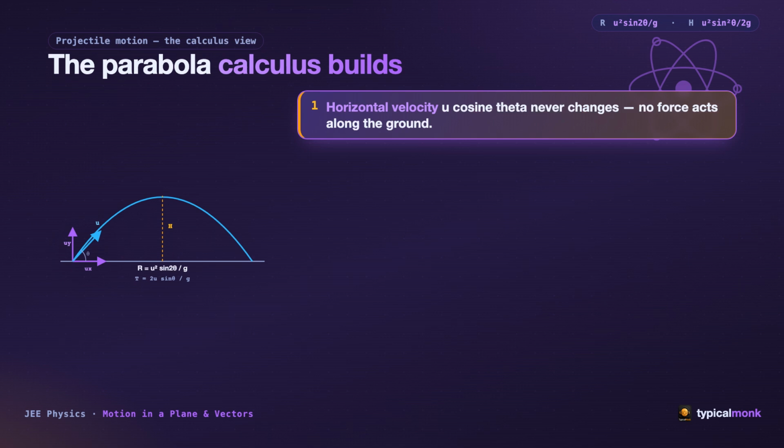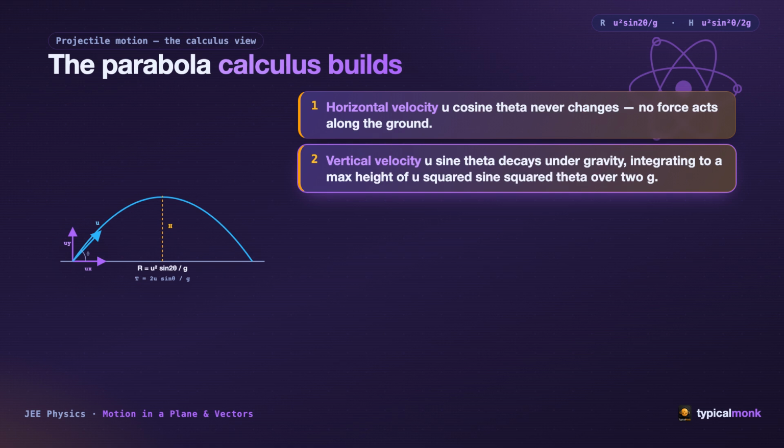The horizontal velocity, u cosine theta, never changes during the whole flight because no force acts along the ground. The vertical velocity, u sine theta, keeps shrinking under gravity, and integrating it once more gives the maximum height, u squared sine squared theta, divided by 2g.